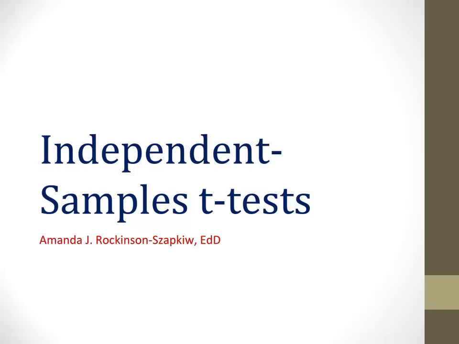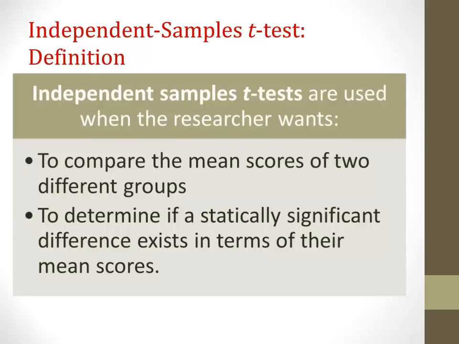So let's get started. The independent samples t-test, also sometimes referred to as simply a t-test or a t-test for independent means, is an extremely common hypothesis test in social science research. It's often used in group comparison studies when a researcher desires to compare the mean scores of two different groups. This is often an experimental and a control group, but not always, and we'll get into that later.